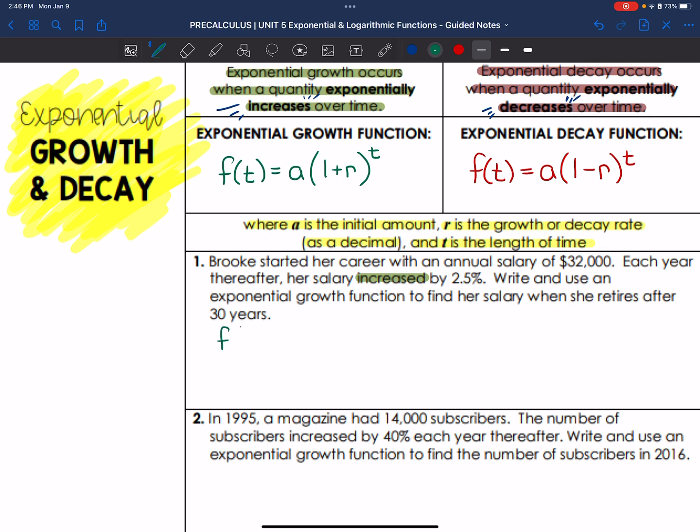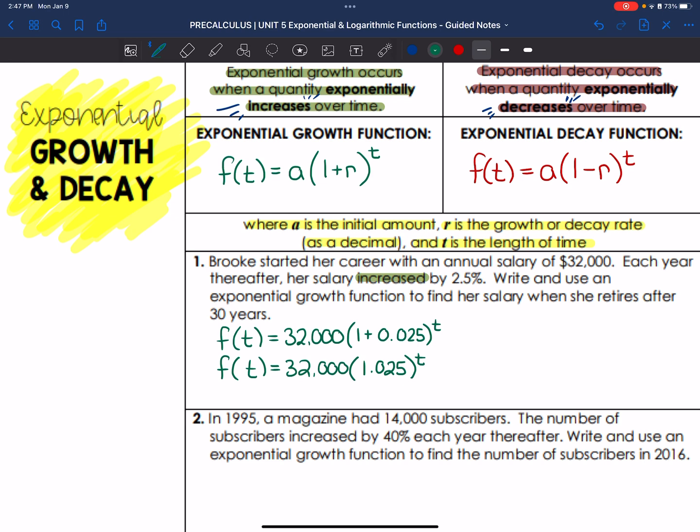So we're going to use the function with respect to time. Now let's begin to substitute our specific amounts. A is the initial amount. What was the initial amount that Brooke started her career with? It was an annual salary of $32,000. And then we'll have 1 plus our rate, but our rate must be expressed as a decimal. So we need to take this percentage and rewrite that as 0.025. And that is raised to the power of t. So, ladies and gentlemen, that simplifies. Inside, we would have 1.025, and that is a number that would represent a base that is bigger than 1, therefore it is growth.